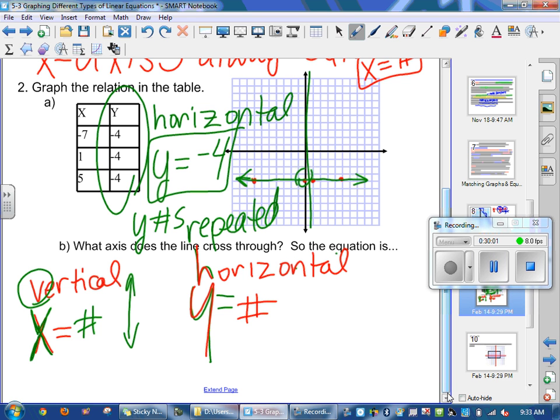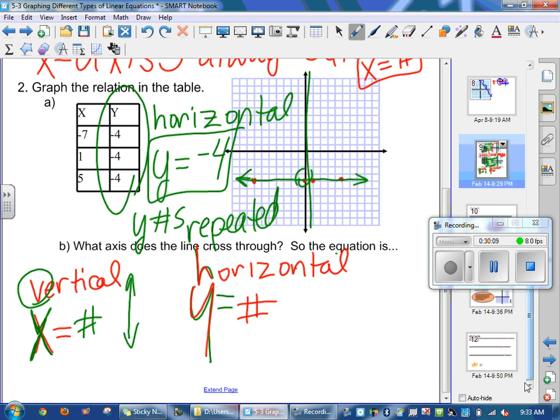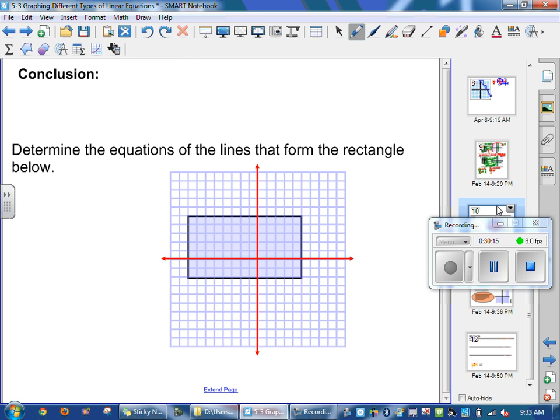Couple more things here. So, conclusion. We just wrote our conclusion on the last page. If we have a y equals, what kind of line are we going to have? Horizontal, because the y is an upside down h. If we have an x equals equation, it's going to be vertical.